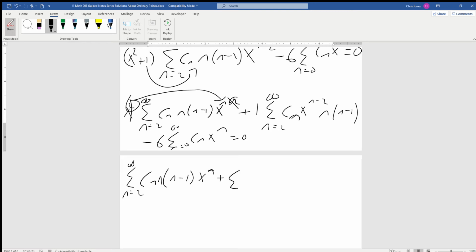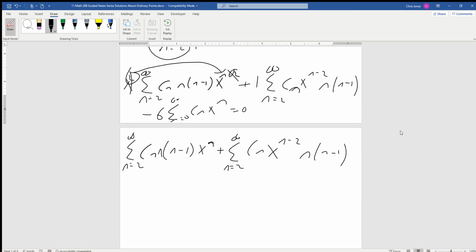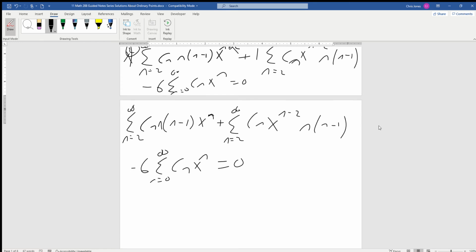plus the series n equals 2 to infinity, c sub n x to the n minus 2, n minus 1, and then minus 6 of the original series. So minus the series n equals 0 to infinity, c sub n x to the n equals 0. We're going to use the same techniques that we learned before.